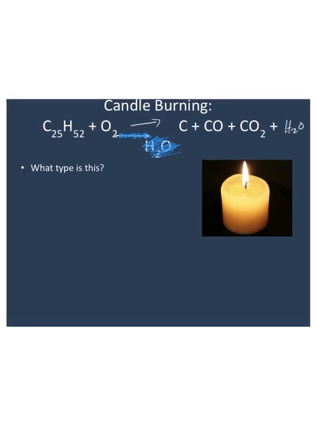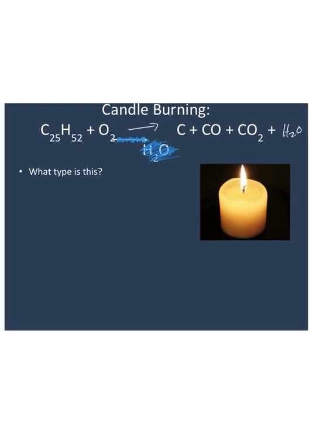This next equation represents a candle burning. What type of reaction is this? Notice the yellow-orange flame. This is showing an incomplete combustion. I have a fuel, something with C's and H's in it. I'm adding oxygen, and I'm not just making CO2 and water. I have some CO and some C by itself also formed.